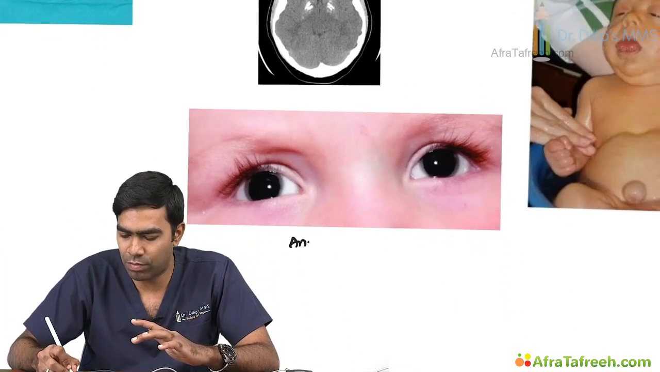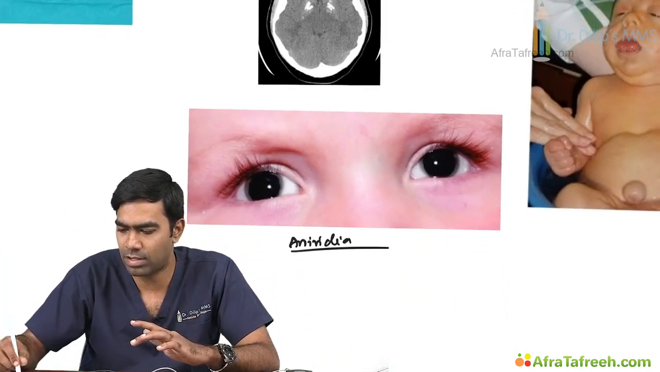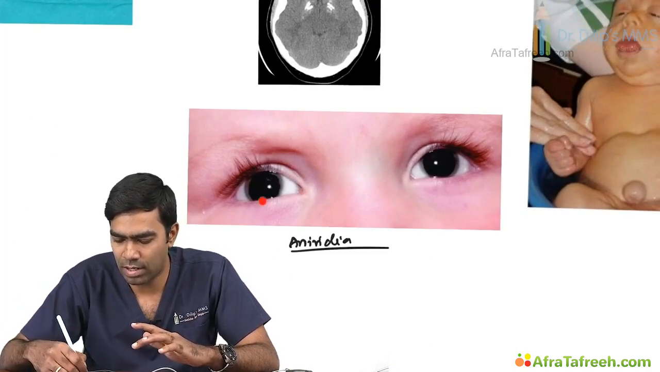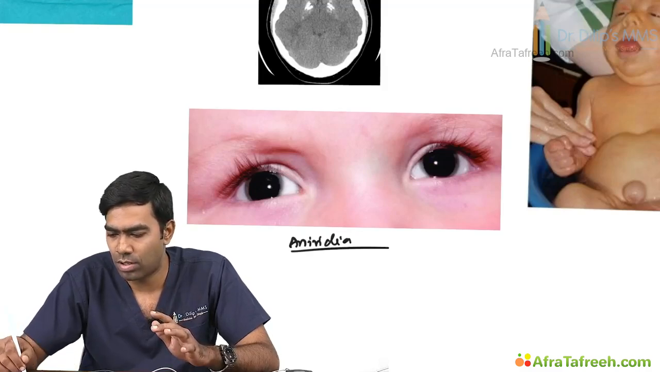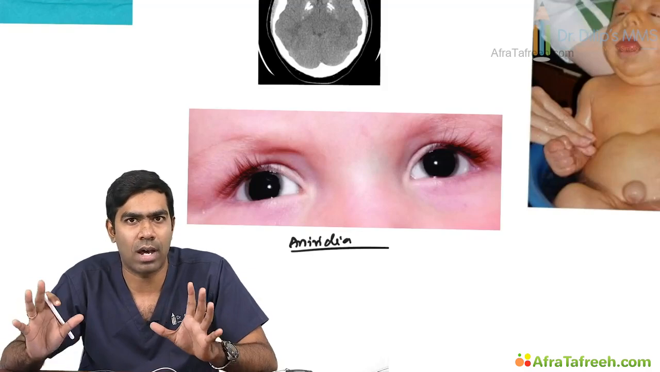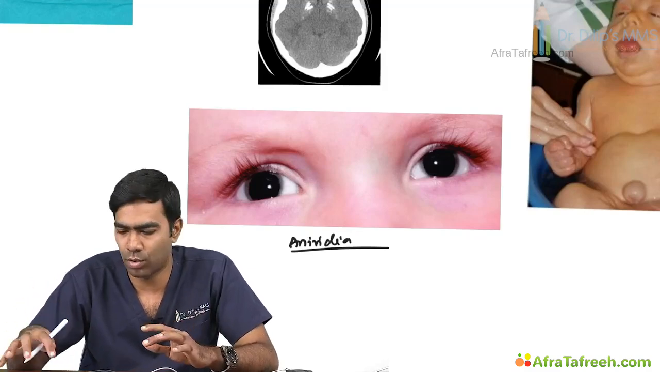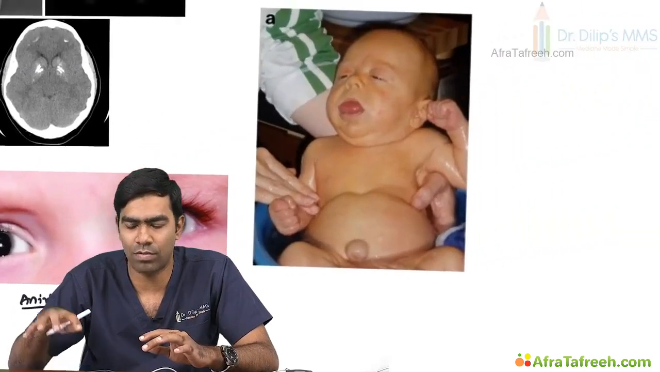And this is an example of aniridia seen in WAGR syndrome, where you can see that there is absolutely no iris at all. It's only full of darkish color, and that is due to absent iris. You don't see any iris at all. Aniridia, classic of WAGR syndrome.